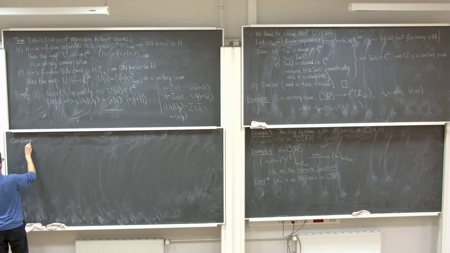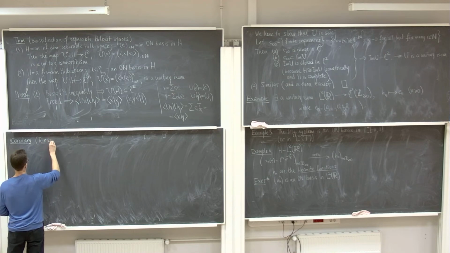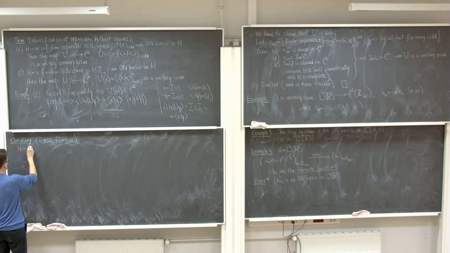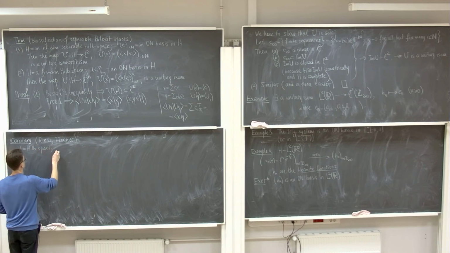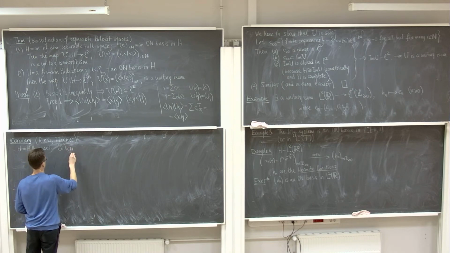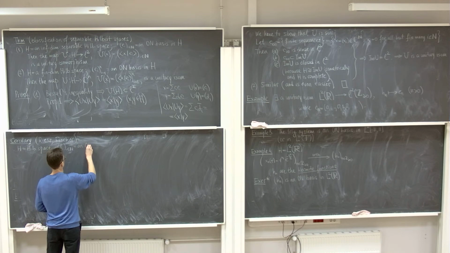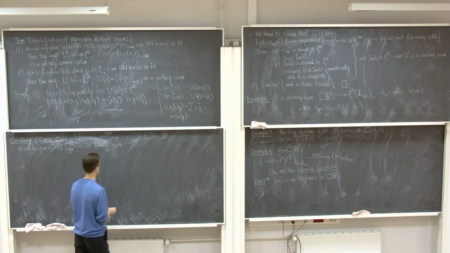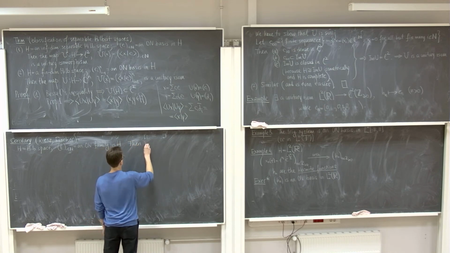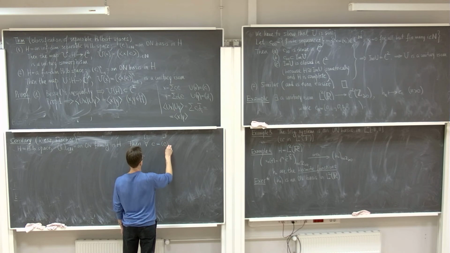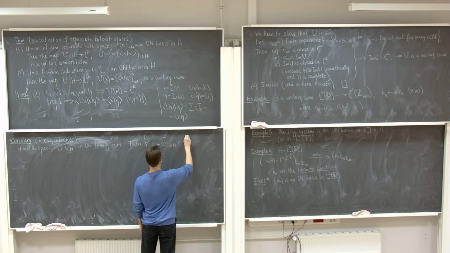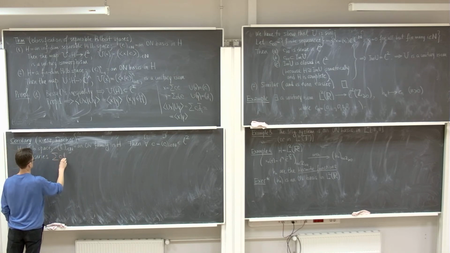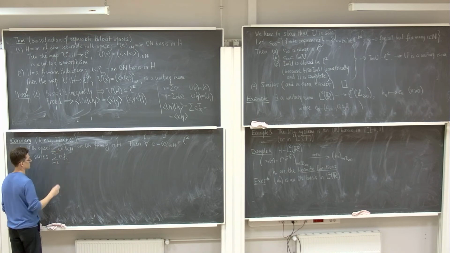Corollary. Suppose that H is a Hilbert space, and suppose that Fi is a countable orthonormal family in H. Then I claim that for each square summable sequence Ci, that is a sequence Ci in L2, the following series, sum Ci Fi, converges in H.